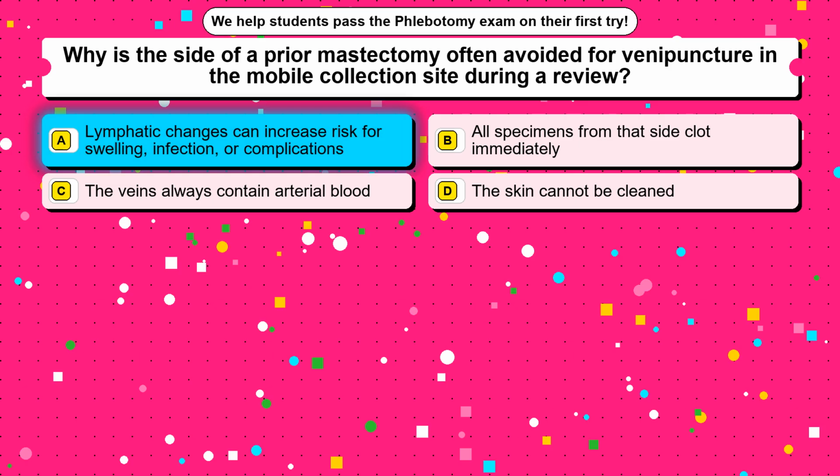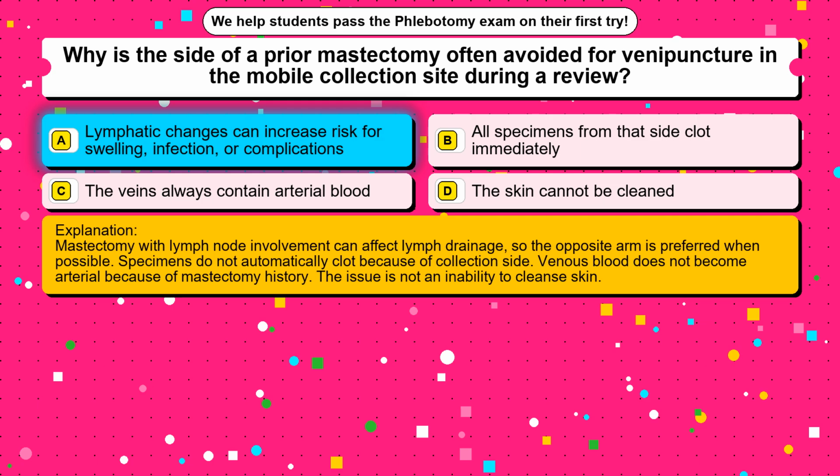The correct answer is option A. Lymphatic changes can increase risk for swelling, infection, or complications. Mastectomy with lymph node involvement can affect lymph drainage, so the opposite arm is preferred when possible. Specimens do not automatically clot because of collection side. Venous blood does not become arterial because of mastectomy history. The issue is not an inability to cleanse skin.